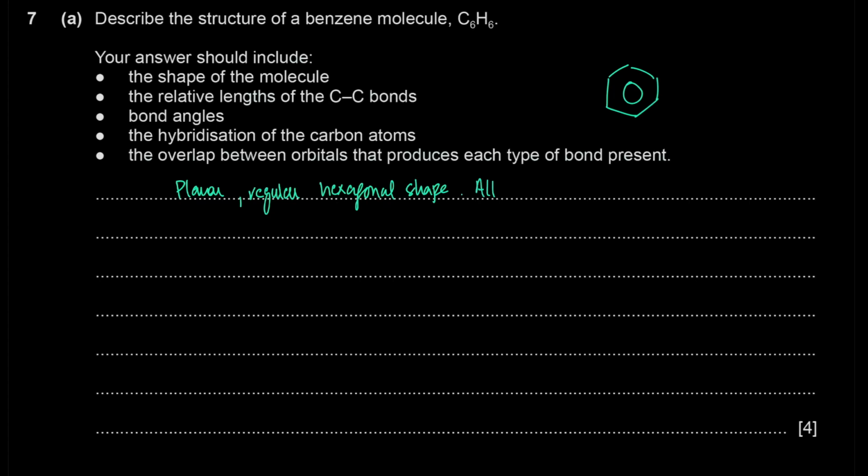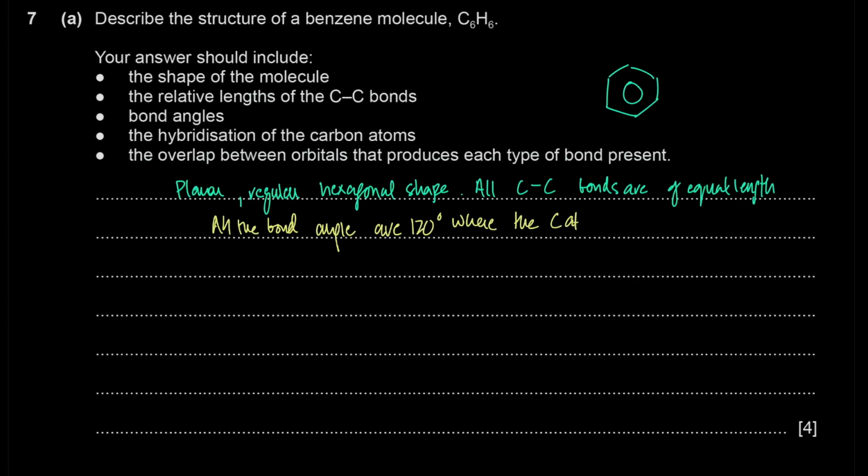All the carbon-carbon bonds are of equal length. So we've included the shape of the molecule and the relevant relative lengths of the CC bonds. All the bond angles are 120 degrees, where the carbon atoms are sp2 hybridized.